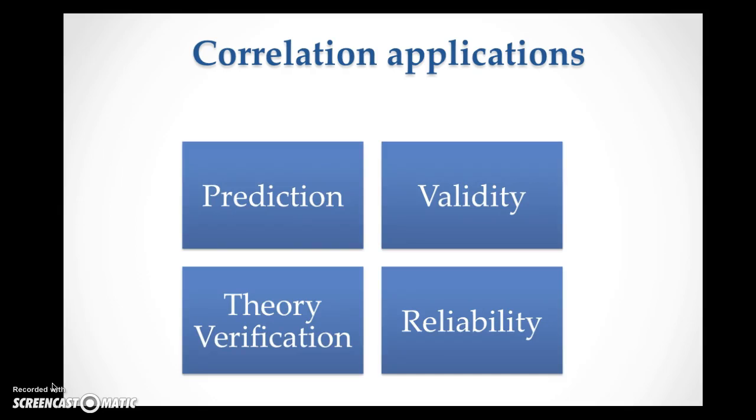Four common applications or ways in which correlational statistical techniques are employed are for the purpose of prediction, to test or measure validity of a particular testing instrument, to determine reliability or the extent that a measurement procedure produces stable and consistent measurements, and also for the purpose of theory verification.